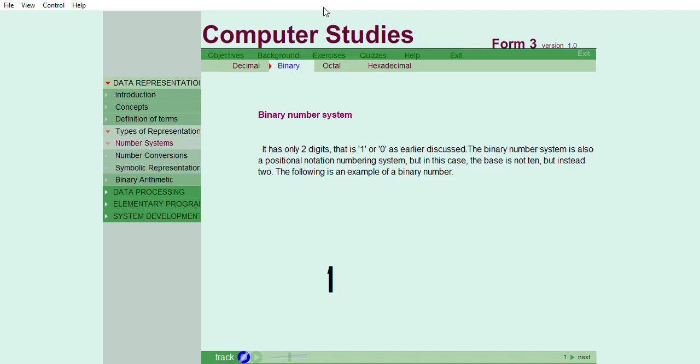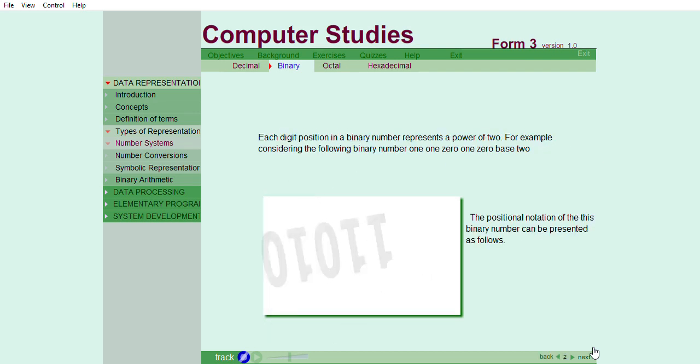Binary number system. The binary number system only has 2 digits, that is 1 or 0, as earlier discussed. The binary number system is also a positional notation numbering system, but in this case, the base is not 10, but instead 2. The following is an example of a binary number. Each digit position in a binary number represents a power of 2. For example, considering the following binary number 11010 base 2, the positional notation of the above binary number can be presented as follows.